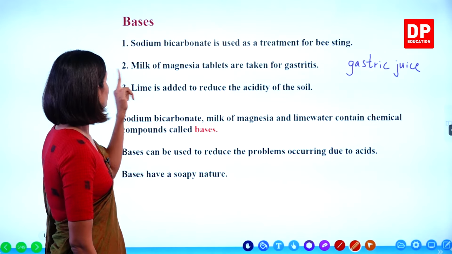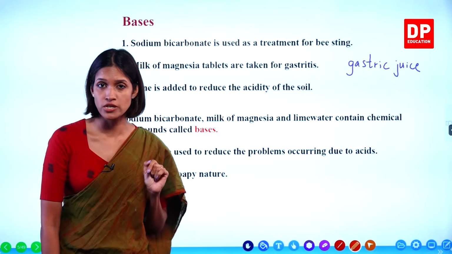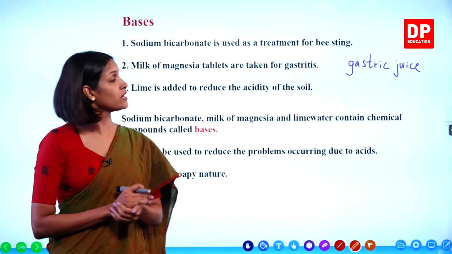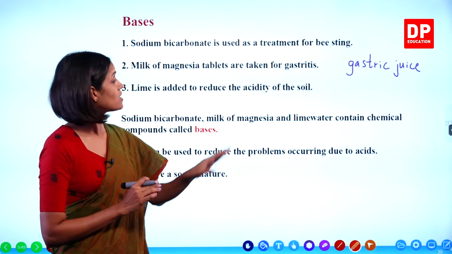Okay, children. Number 3. Lime is added to reduce the acidity of the soil. What is the meaning of acidity of the soil? During crop cultivation, the soil nature should be up to a certain standard. It shouldn't be too acidic. So when acidity of the soil increases, or the amounts of acids in the soil increases, we can add lime. What is this lime? Is this lime juice or lime fruit? No. This lime is not the lime fruit we eat. Chemically it is known as calcium oxide. It is a basic substance.